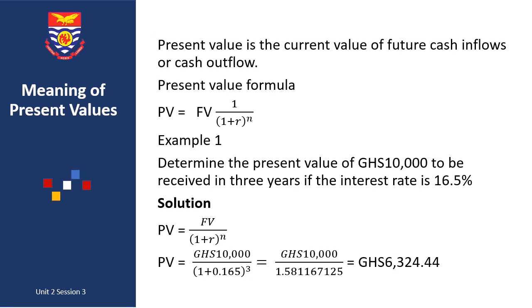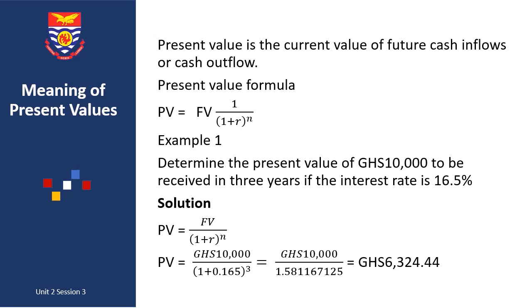So in order to find the present value, you have to multiply the future value by what is called the discounting factor. This discounting factor will help us to convert the future value into the present value. I hope you understand. So the discount factor is the one indicated here. This is the discount factor formula: 1 over 1 plus r exponent n.